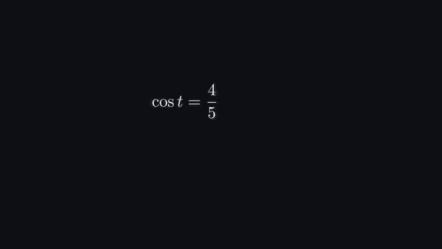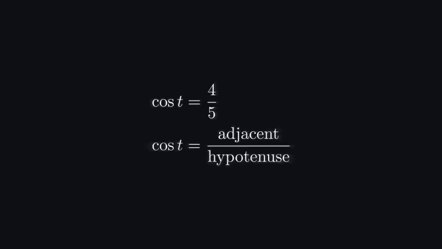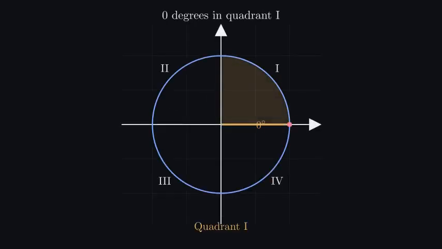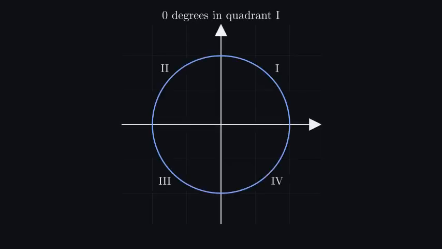Cos of t equals 4 over 5. Cos of t equals adjacent over hypotenuse. On the Cartesian plane, t between 0 and 90 degrees lies in quadrant I. Therefore, cos is positive there.